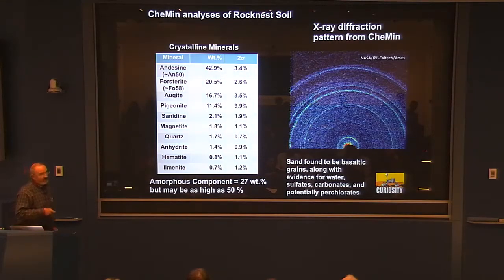And here is the first X-ray crystallography data that came from that particular scoop of sediment, and it identified, on the basis of the diffraction pattern, these minerals, which are typical of what you would find in basalt, as well as some other minerals: quartz, anhydrite, hematite, ilmenite. These are basically formed, well, not necessarily the quartz, but certainly the magnetite, the anhydrite, the hematite, by reactions between the minerals in the basalt and water.